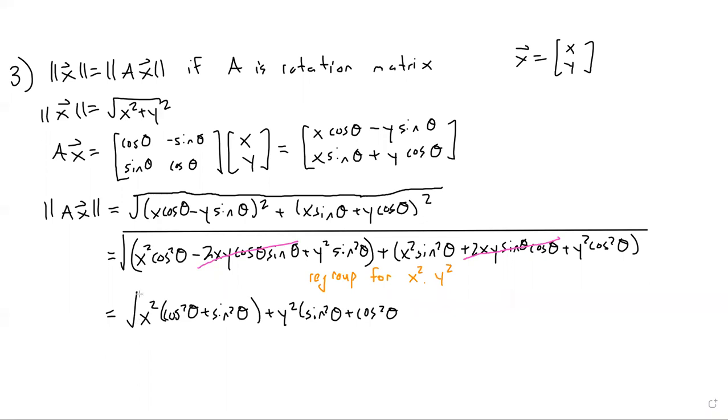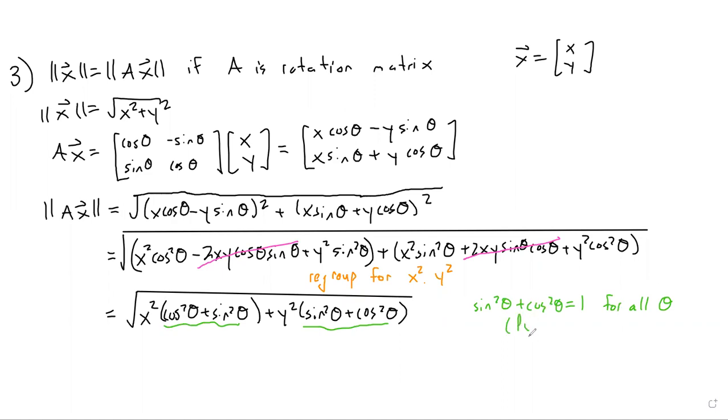And if you don't recall, hopefully that does look at least a little bit familiar, but we get to use the Pythagorean identity here. If you recall, sine squared theta plus cos squared theta is equal to 1 for all theta. It doesn't matter what theta you choose. Anything you plug in, you're going to get 1. That's the Pythagorean identity.